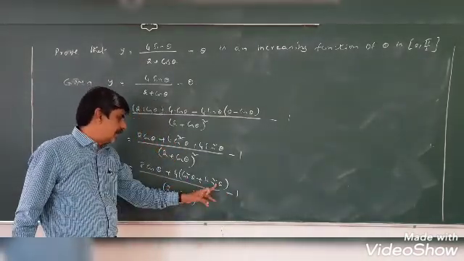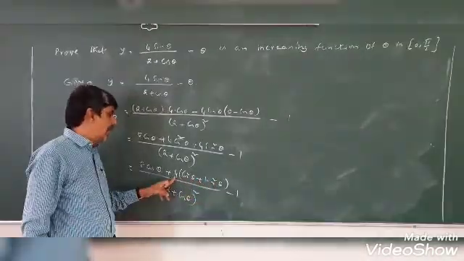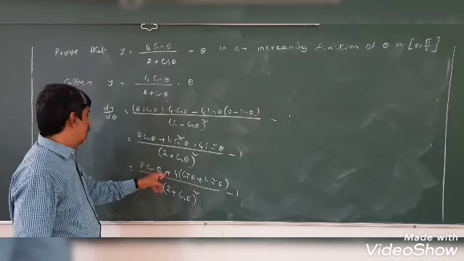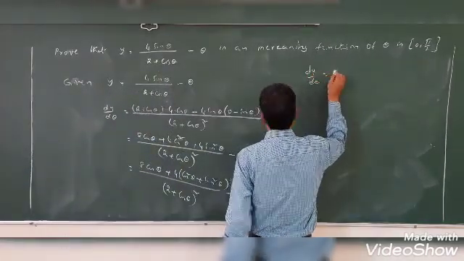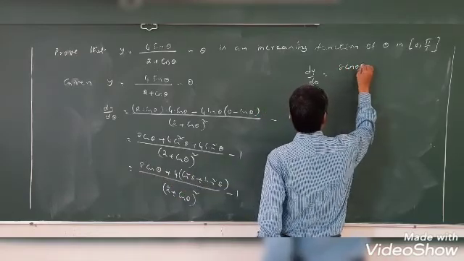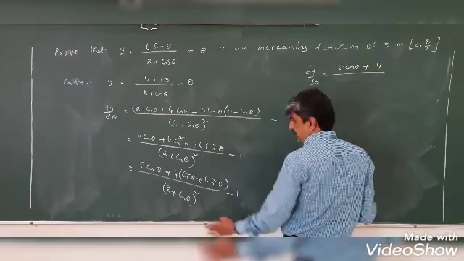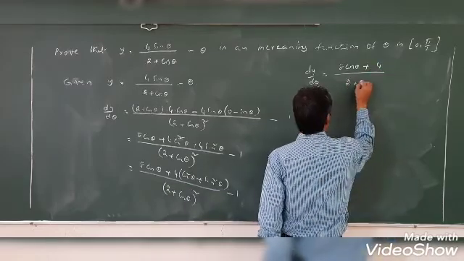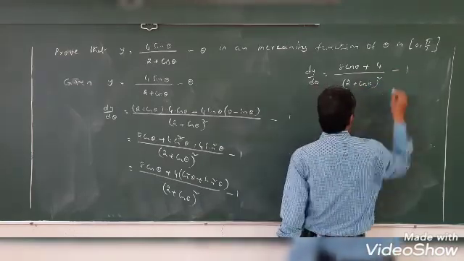So theta whatever it may be, cos square theta plus sin square theta is equal to 1. 1 into 4 is 4. So then dy by d theta is equal to 8 cos theta plus 4 into 1 is 4, over 2 plus cos theta whole square, minus 1.